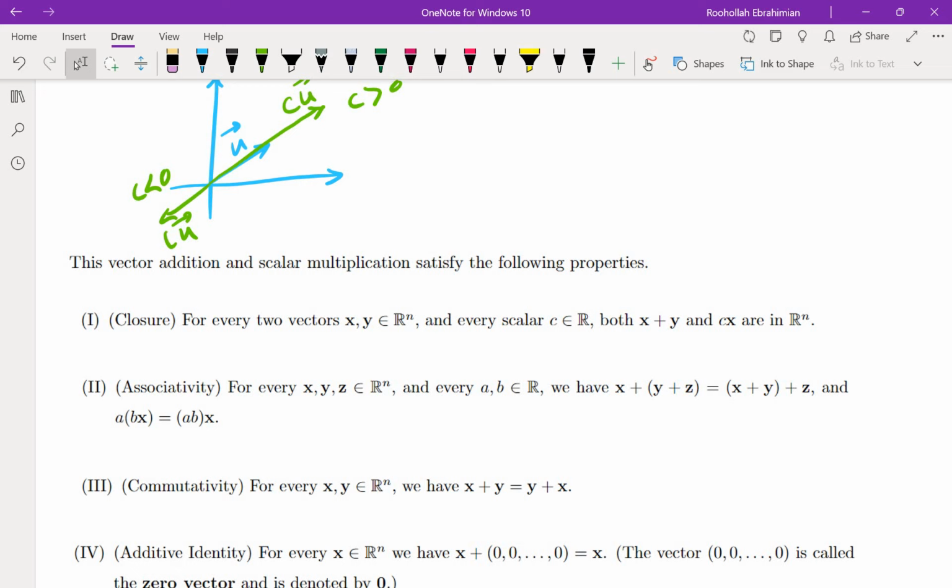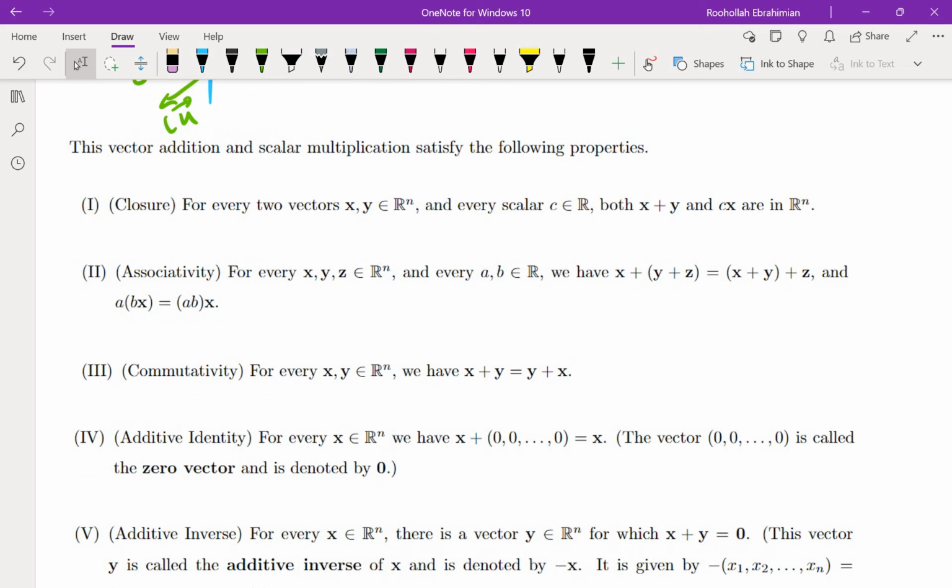This vector addition and scalar multiplication satisfy the following properties. So these are algebraic properties of addition and multiplication. The first one is called closure. If you take two vectors, when you add them, you get another vector. If you take a vector and you multiply it by a scalar, you get another vector. So the sum and scalar multiple of vectors are also vectors. So this property is called closure.